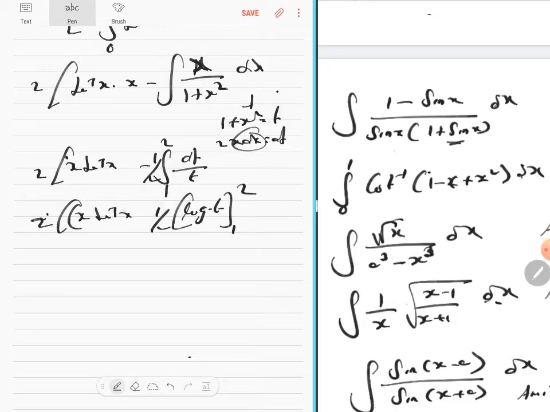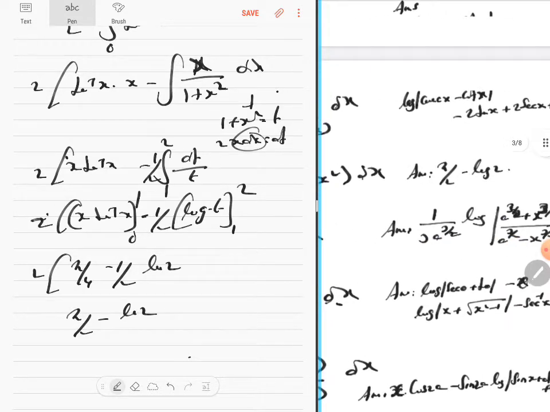So here also it is from 0 to 1. So substituting, it's 1 into tan inverse of 1, which is pi by 4. That's sorted. Minus 1 by 2 into log 2, minus log 1 anyway is 0. So if you bring the 2 inside, it will be pi by 2 minus log 2. Yeah, and that gets you the answer.